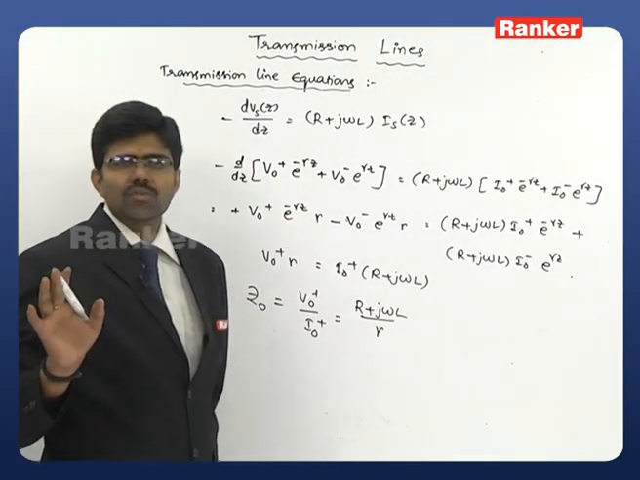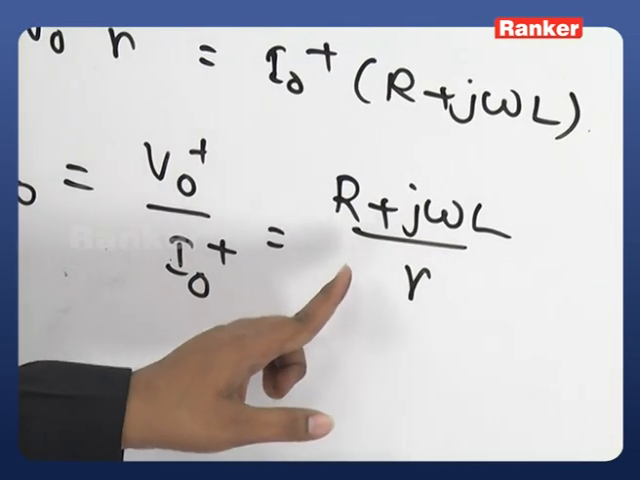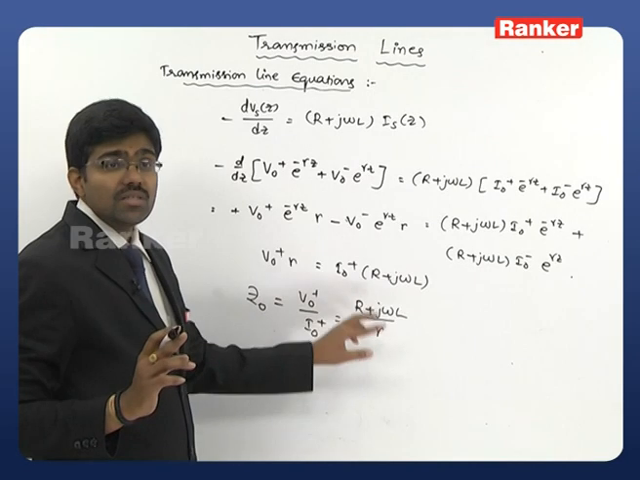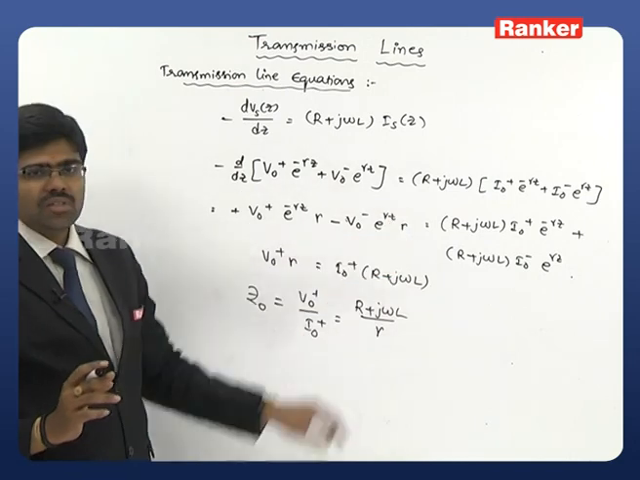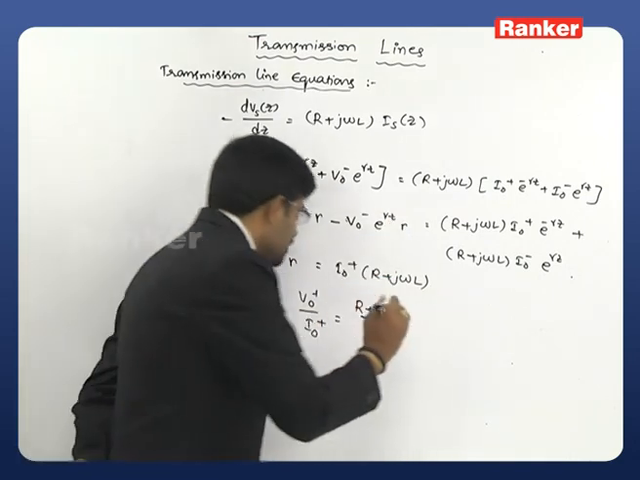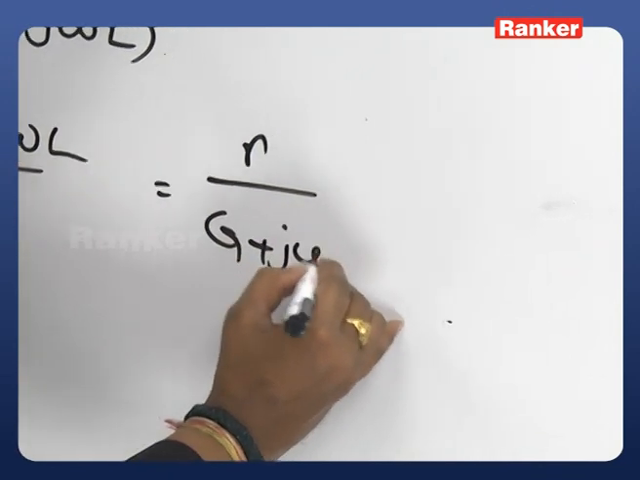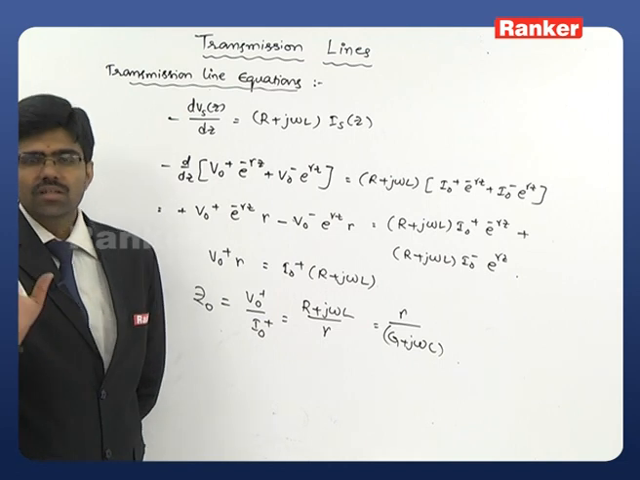There is nothing difficult in this one. Z0 is equal to the square root, which we will later get as that equation. So simply it is R plus j omega L by gamma. Similarly, if you take the e power gamma z term and compare it, you will get one more term. Interestingly, what you get is gamma by G plus j omega C. Don't think that they are different, both are the same.